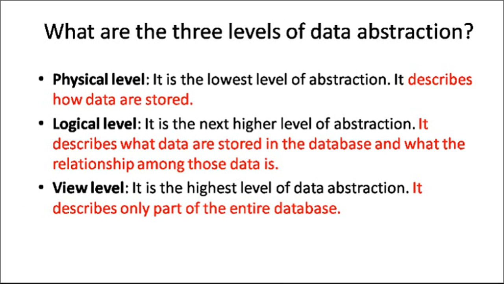So what are the three levels of data abstraction? Physical level, logical level and view level. The physical level is the lowest level of abstraction. It describes how data are stored. The logical level is the next level of abstraction. It describes what data are stored in the database and what the relation among those data is. Then the view level is the highest level of data abstraction. It describes only part of the entire database.